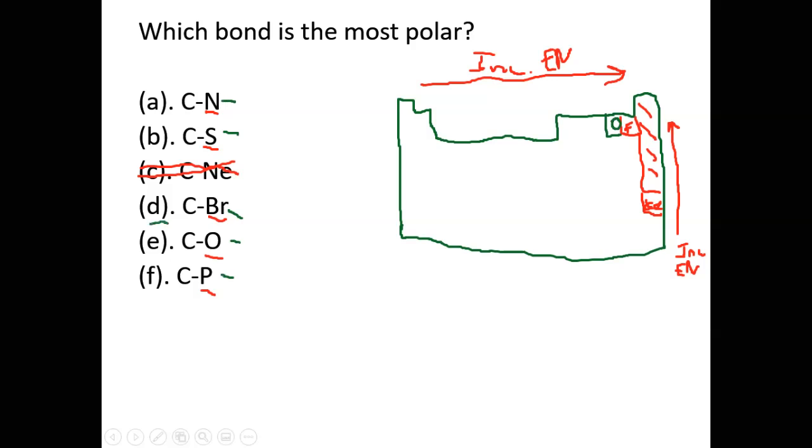So that means that the C-O bond is going to be the most polar bond from the bonds listed here. It's going to have the greatest difference in electronegativity because oxygen, out of the ones listed, has the greatest electronegativity.